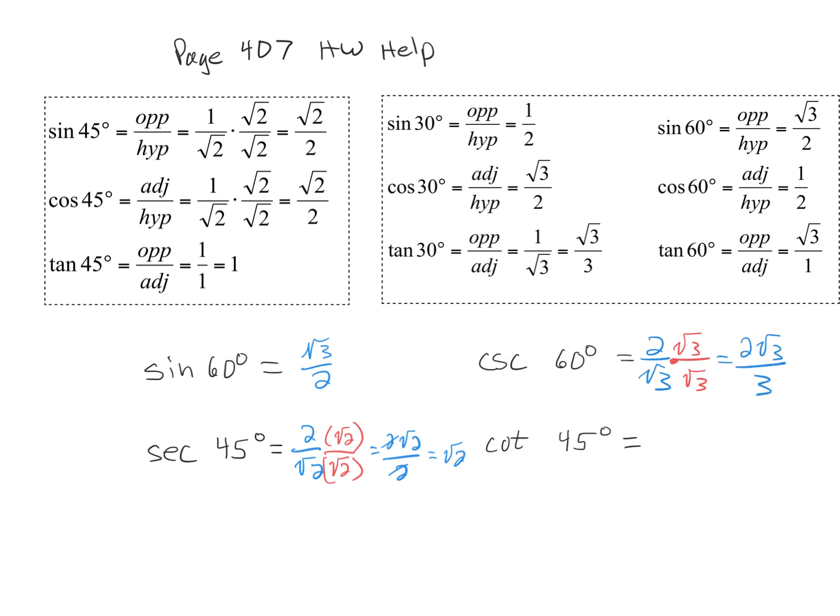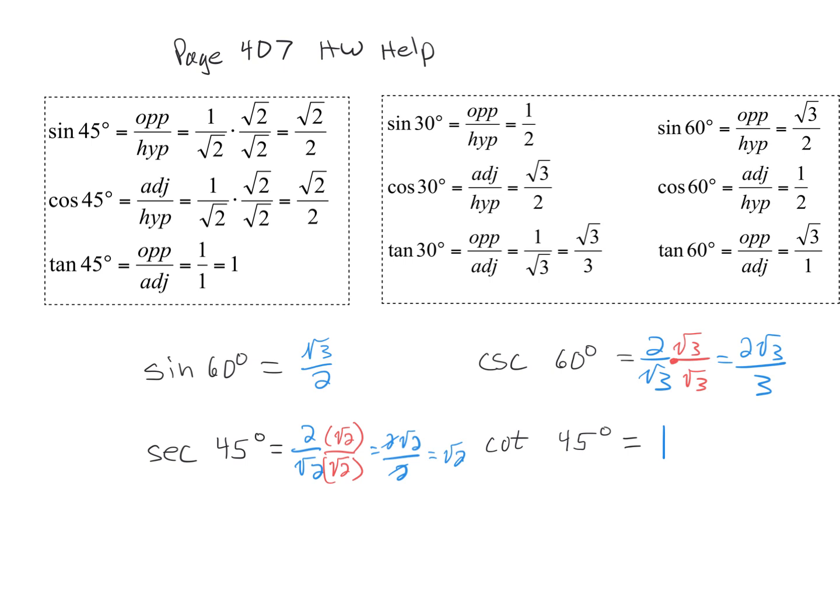For the cotangent of 45, we need the reciprocal of tangent of 45. Well, the tangent of 45 is 1, or 1 over 1, and the reciprocal of that is also 1 over 1, or just 1.